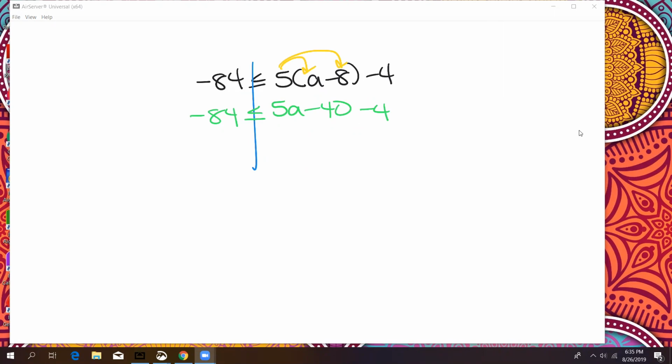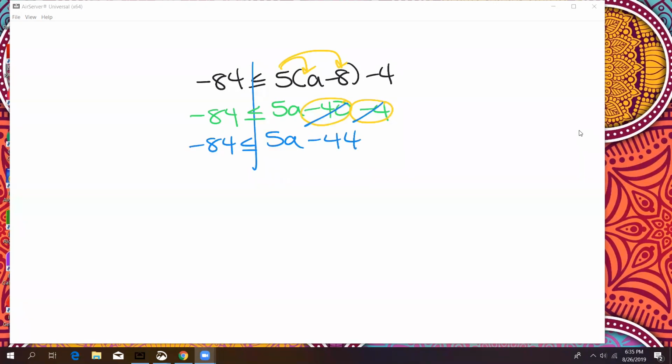All right, so we distributed. So now we're going to combine like terms. So I've got this minus 40 and this minus 4. So this is going to be 5a minus 44, because negative 40 minus 4 is negative 44. And on the left, you have negative 84. So negative 84 is less than or equal to 5a minus 44. Okay.